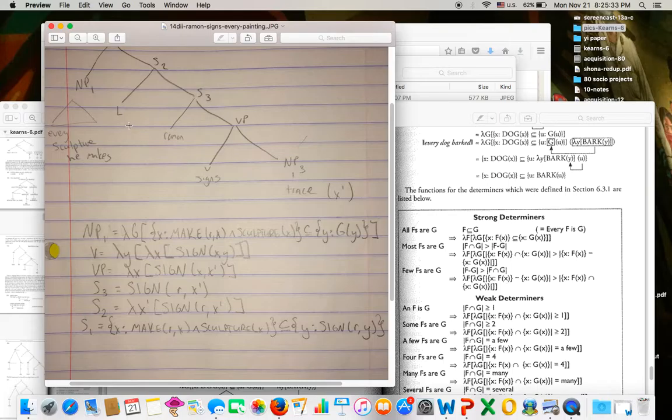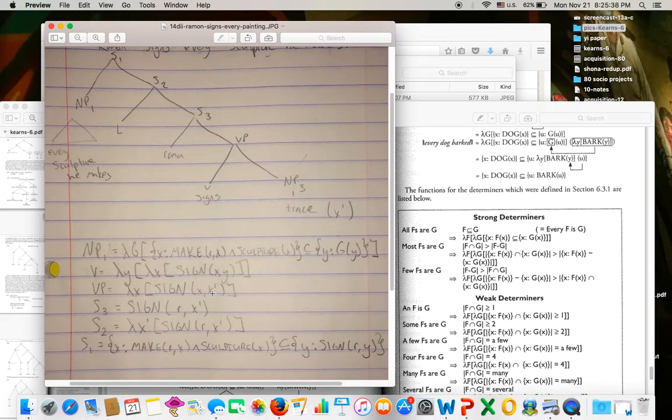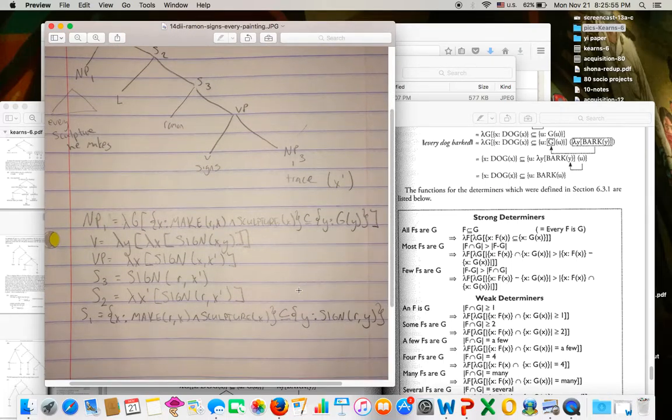Now we go up to the top S1 node, and remember we've already filled in the lambda f of every with something that Ramon makes and is a sculpture. And now we take this lambda expression and fill it in for the lambda g, the other one-place predicate that every is looking for. So what we have is the set of things that Ramon makes and that are sculptures are a subset of everything that Ramon signs. Okay. I hope that makes sense.